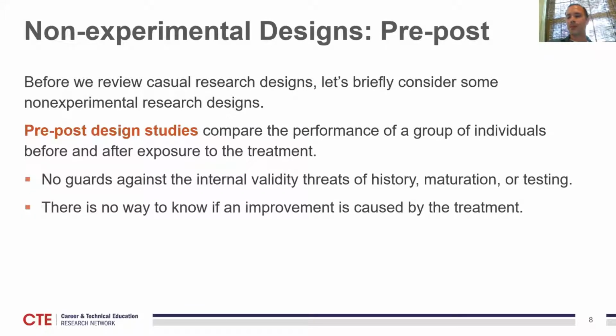So a pre-post design compares the performance of a group of individuals before and after exposure. The internal validity threat of selection is not a problem with these pre-post studies because the comparison group is the same set of students as the treatment group, but there's no guard against a lot of the other internal validity threats like history, maturation, or testing. And there's no way to know if the improvement is caused by the treatment. You just see the outcome go up. It may be because students test better the second time, as an example.